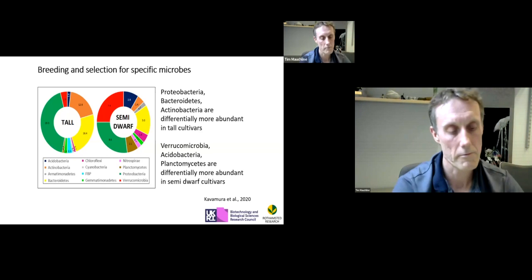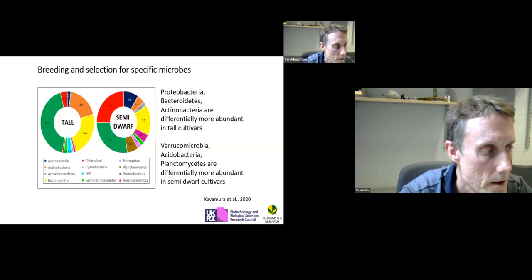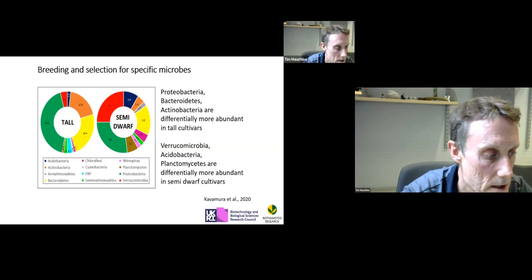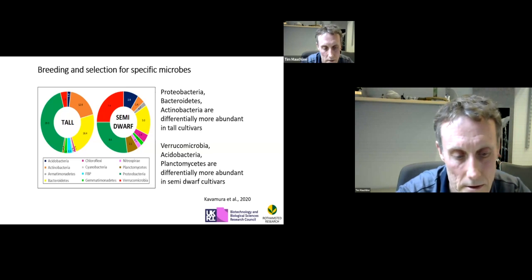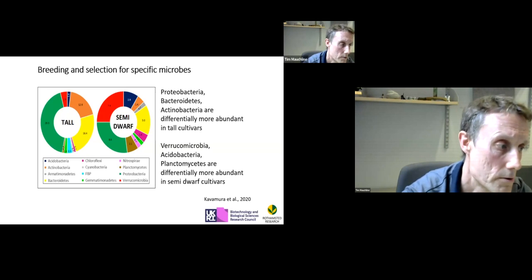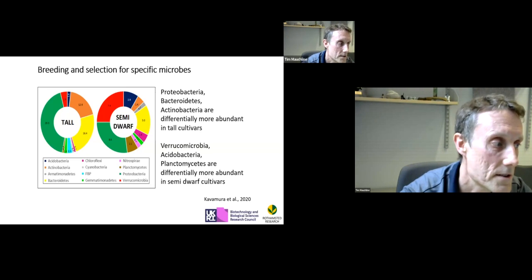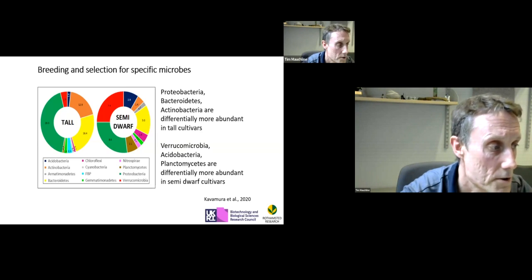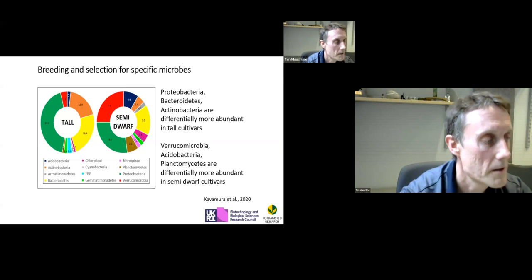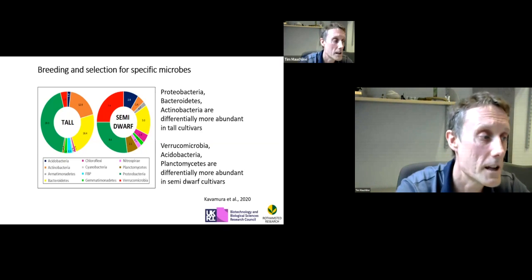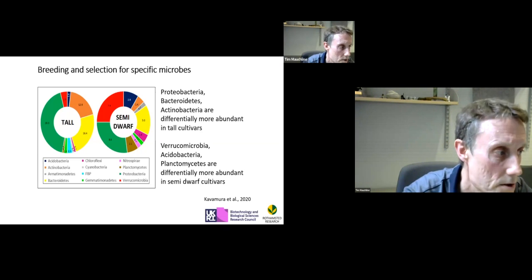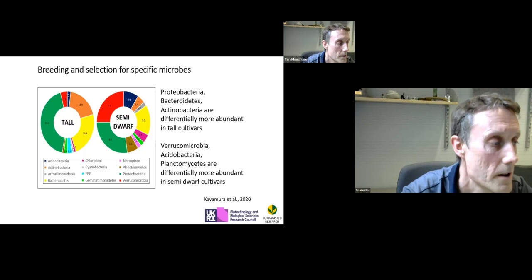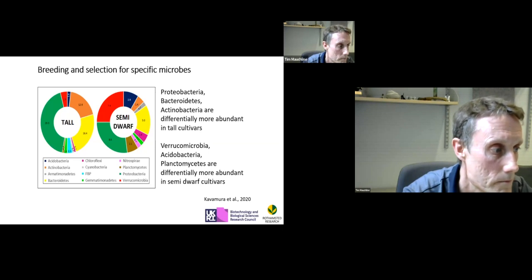So if we also think about the potential impact of gibberellin insensitivity and the fact that gibberellins were first discovered in microbes, the insensitivity of the semi-dwarf plants to gibberellins could actually result in a reduced amount of crosstalk between the microbiome and plants.